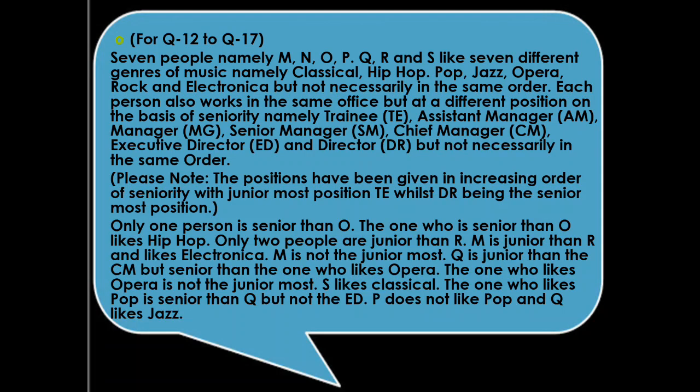If you're still unsure about it, let me read out a few conditions that will help you out. For example, here they say 7 people, namely M, N, O, P, Q, R, and S, like 7 different genres of music, namely classical, hip hop, pop, jazz, opera, rock, and electronica, but not necessarily in the same order. Each person also works in the same office but at a different position. They've mentioned all the positions. Please note the positions have been given in increasing order of seniority, with the junior most position being TE, while DR is the senior most position. Now, only one person is senior than O. What does that mean? That means O is going to be the second most senior person in the firm.